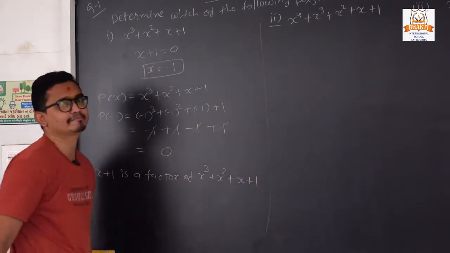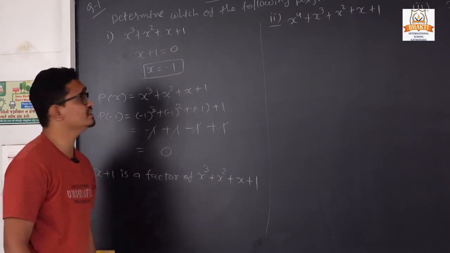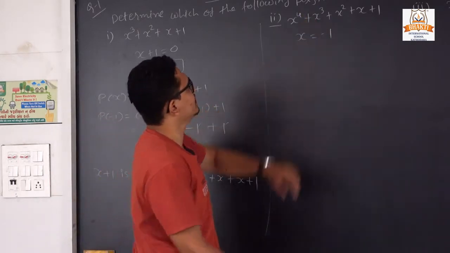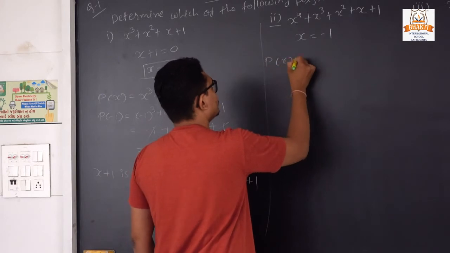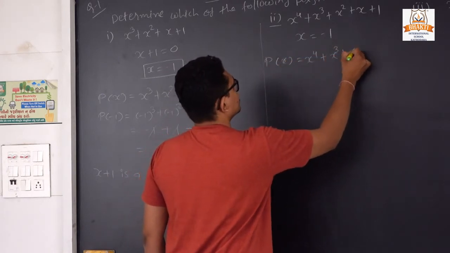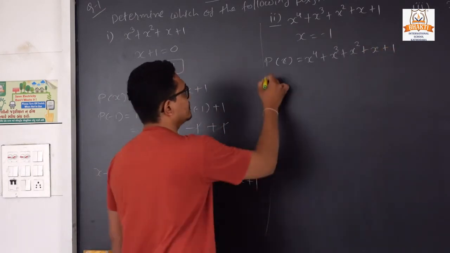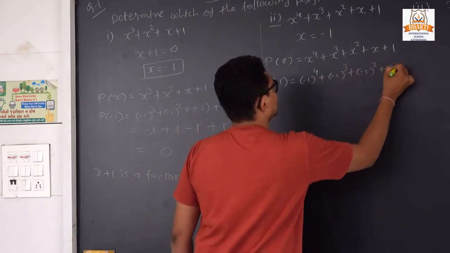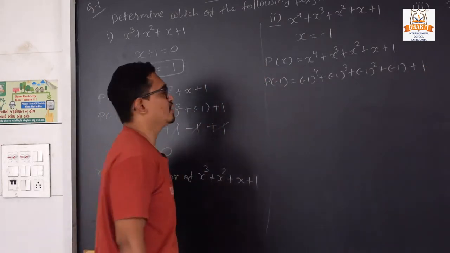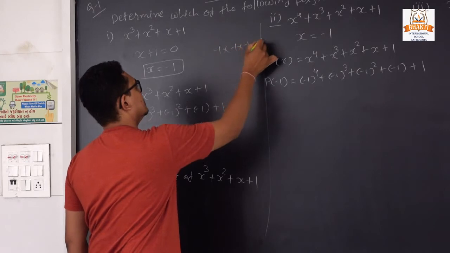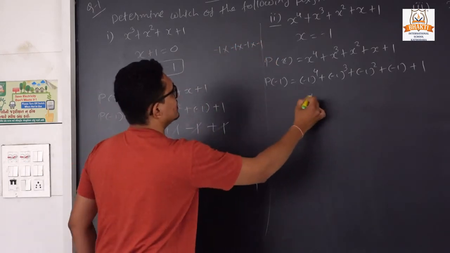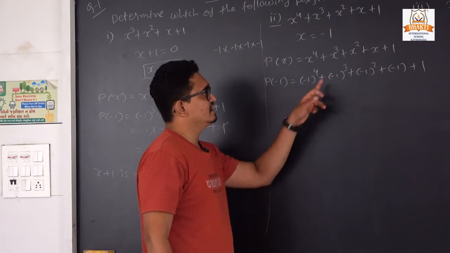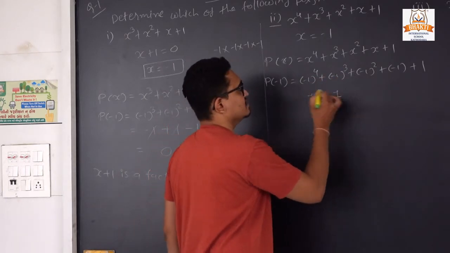Now our second question. For the second question we follow the same procedure. Once again we take x equal to minus 1. Now we will put x equal to minus 1 in our polynomial. So we can write our polynomial x to the 4 plus x cube plus x square plus x plus 1. Now x is replaced with minus 1. Now minus 1 raised to 4. It means 4 times minus 1. 1 ones are 1, minus minus plus, minus minus plus. So if we have an even power, the answer is always plus. And if we have an odd power, the answer is minus.